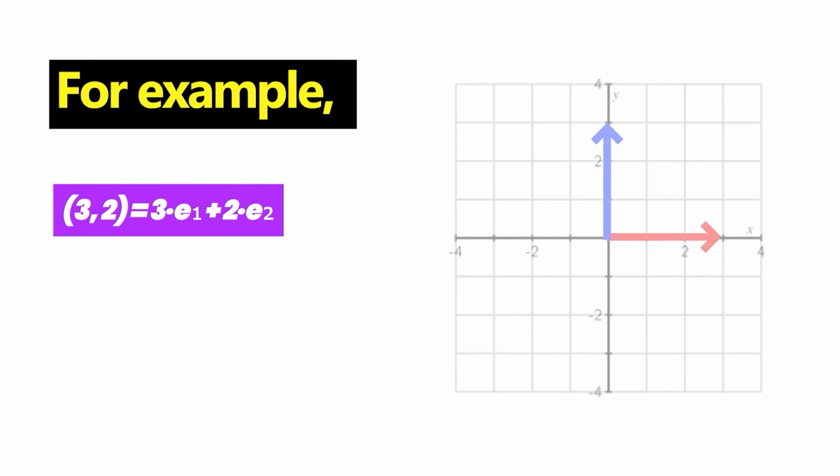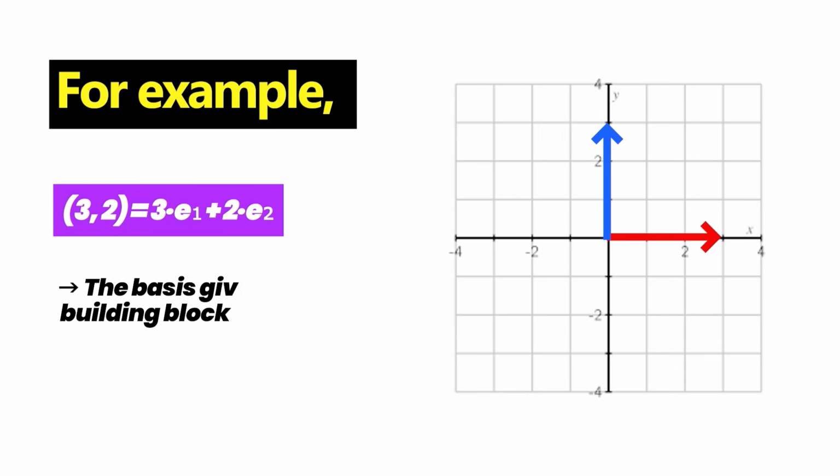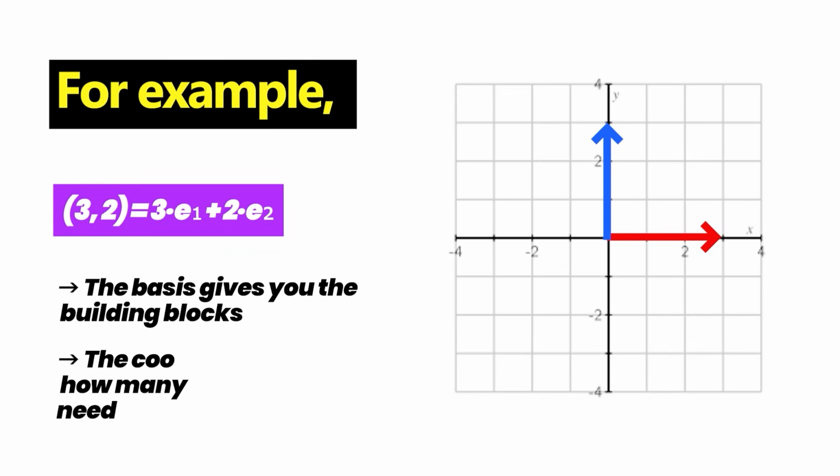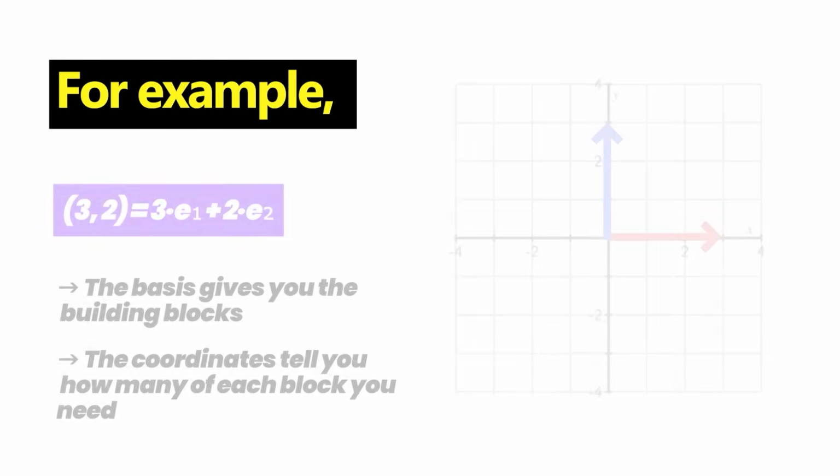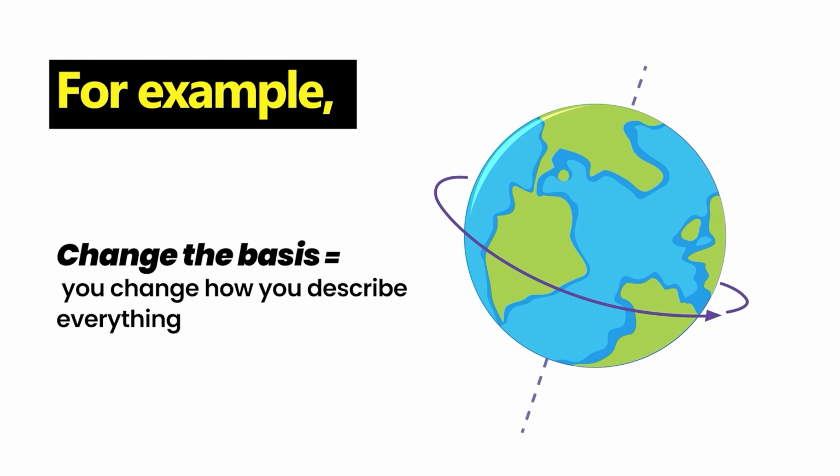For example, (3, 2) is 3 times e1 plus 2 times e2. So the basis gives you the building blocks, and the coordinates tell you how many of each block you need. You can think of basis vectors as the axes of your world. Change the basis, you change how you describe everything.